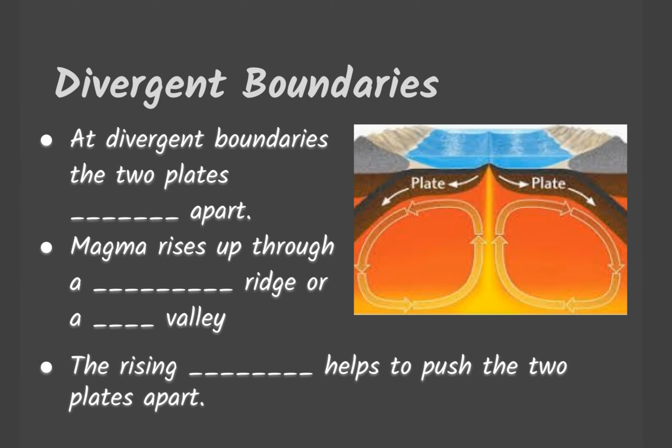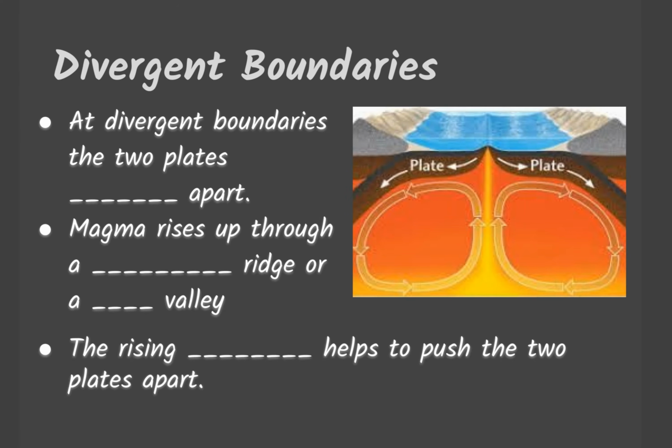Let's take a closer look at divergent boundaries. At divergent boundaries, the two plates, as we said earlier, are moving apart. They're moving away from each other. One plate is moving to the right or left, and the other is moving in the opposite direction. Right in the middle of that divergent boundary, magma rises through a mid-ocean ridge. That's what they call it if it's underwater. If this divergent boundary is on land, it moves through a rift valley.